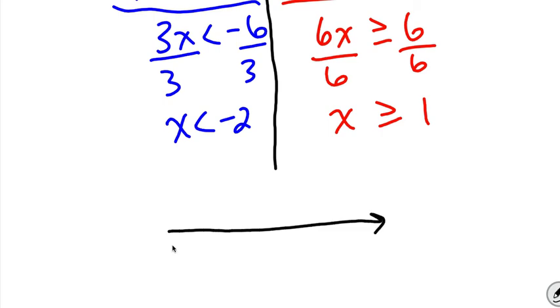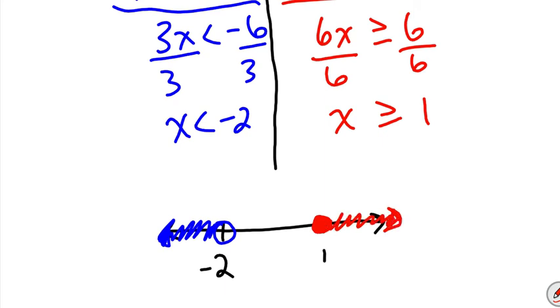This is an or inequality, so I will graph these separately. Smaller number on the left, bigger number on the right. X is less than negative 2. It's just less than, so I leave it open, and I'm going to shade to the left. This one over here is greater than or equal to 1, so at 1 I'm going to put a filled in circle and shade to the right. And there's our final answer.